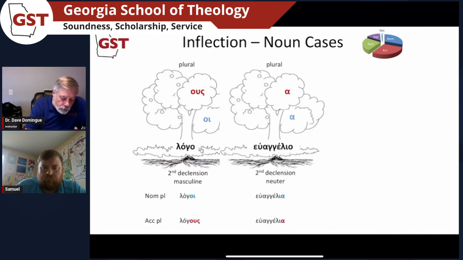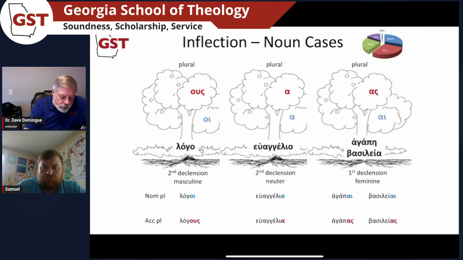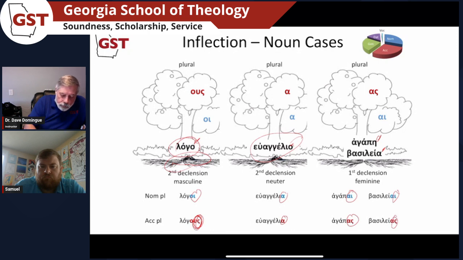Now we do the same thing in the plural, exact same thing. It's just a different case ending. We still have our root, we still have our stem with the omicron ending, the euangelion, and agape, basileia, our stem ending in the first declension. We just have a different ending: the upsilon sigma, the alpha sigma, alpha iota, alpha sigma for accusative versus our nominative. And you just got to learn those patterns. That makes sense? Yes, sir.